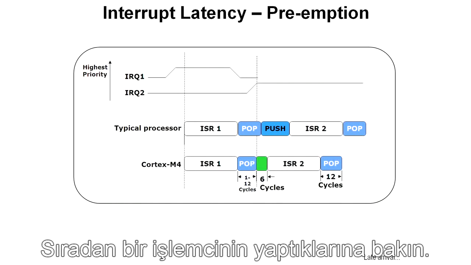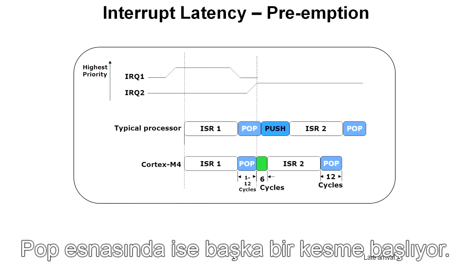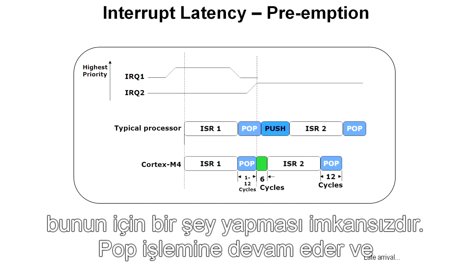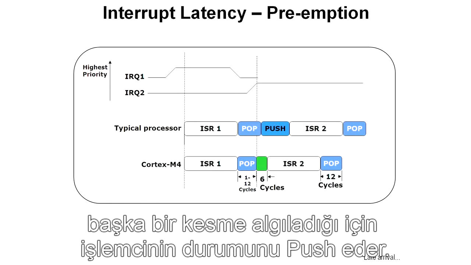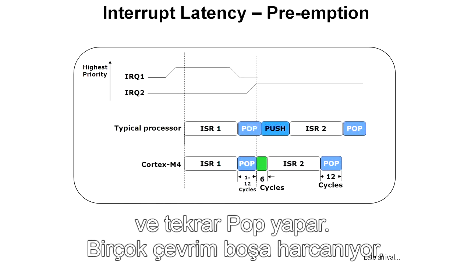Take a look there where the typical processor is doing its thing. Interrupt service routine 1 is run. At the end of that, we do a pop. And then during the pop is where another interrupt goes off. Well, in a typical processor, it's unable to do anything about that. It continues its pop process. It then pushes the state of the processor because it detected another interrupt happening. It ran interrupt service routine 2, and then it popped again. A lot of cycles being wasted.